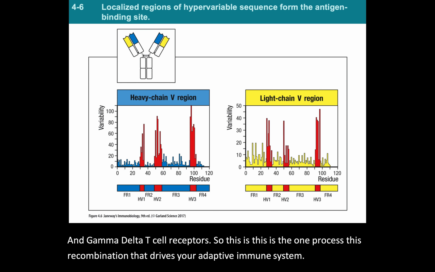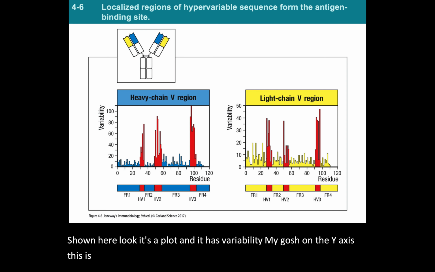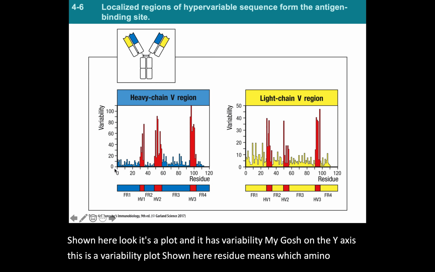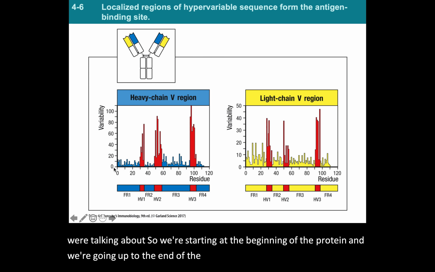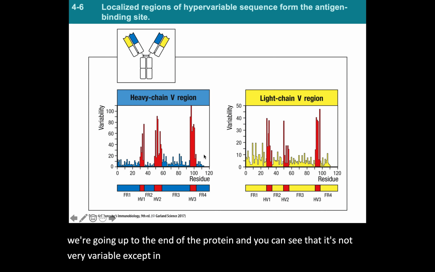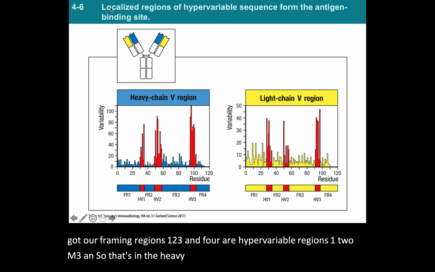Shown here, look, it's a plot, and it has variability, oh my gosh, on the y-axis. This is a variability plot. So shown here, residue means which amino acid we're talking about. So we're starting at the beginning of the protein, going up to the end of the protein. And you can see that it's not very variable, except in these red regions, where it is hypervariable. And so we've got our framework regions 1, 2, 3, and 4, and our hypervariable regions 1, 2, and 3. And that's in the heavy chain variable region, this little bit at the top.